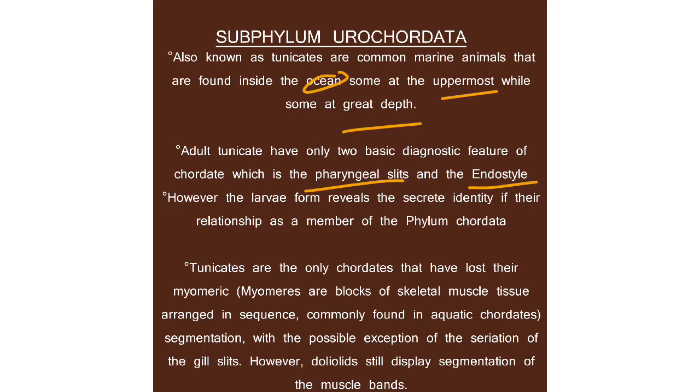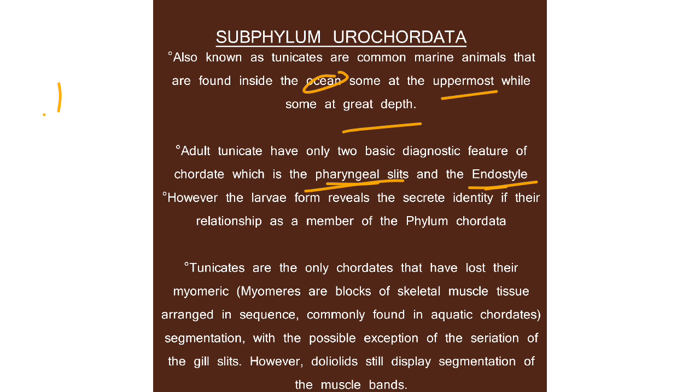The reason why we said they have only 2 diagnostic features is that only the pharyngeal slits and endostyle are present in the adults. But every other diagnostic feature is present in the larval stage of tunicates, because adult tunicates are highly specialized and they develop as a function of metamorphosis. As a larval urochordate develops into an adult urochordate, the notochord metamorphoses and is now restricted to the tail. Hence the name urochordate. So that's where they got the name urochordate: cord at the tail, that is the meaning.